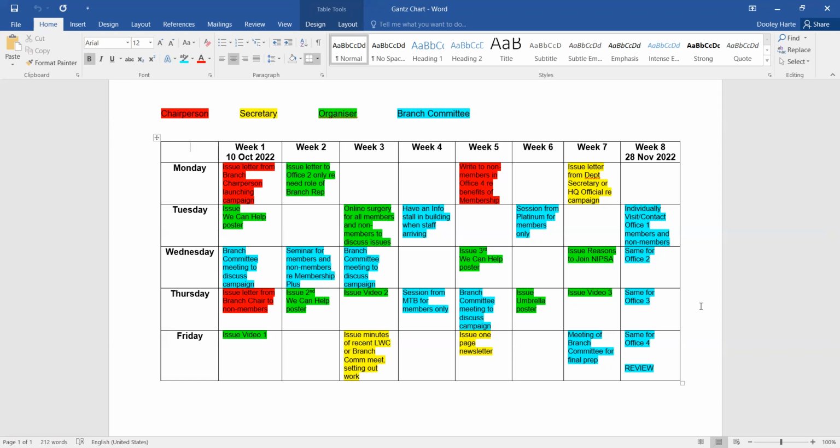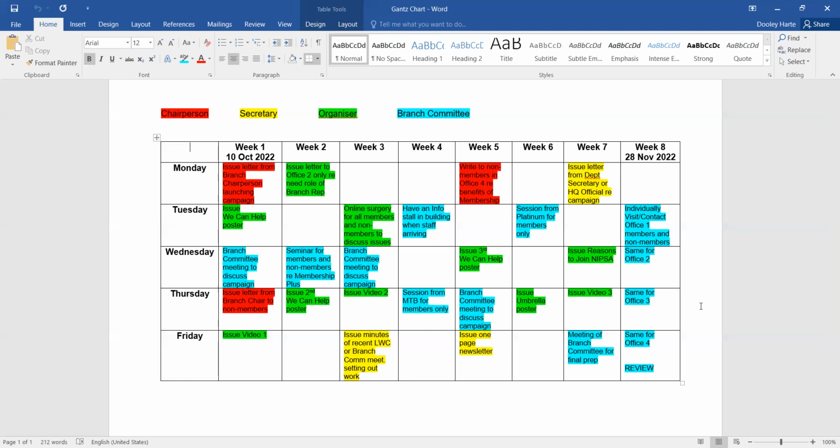So look, week 1, again, this is only suggestions. We're looking at a campaign starting the week commencing the 10th of October. First thing you want to do to launch a campaign is there'll be a letter issued from the branch chairperson to all members and non-members actually launching the campaign, actually getting out there and saying that over the next 8 weeks, and it can be 5 weeks, 6 weeks, 7 weeks, 8 weeks, doesn't really matter.